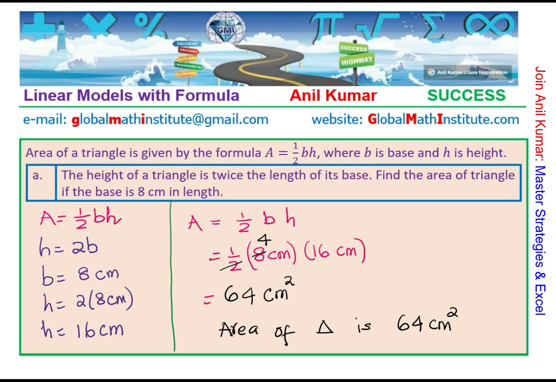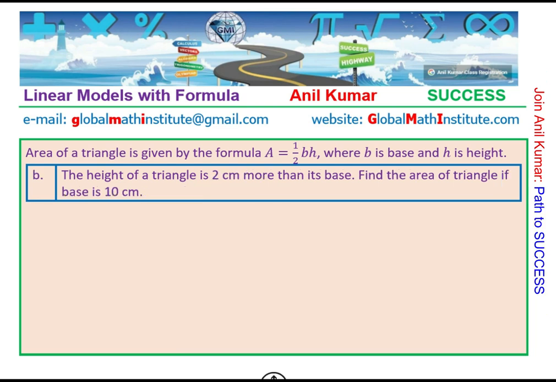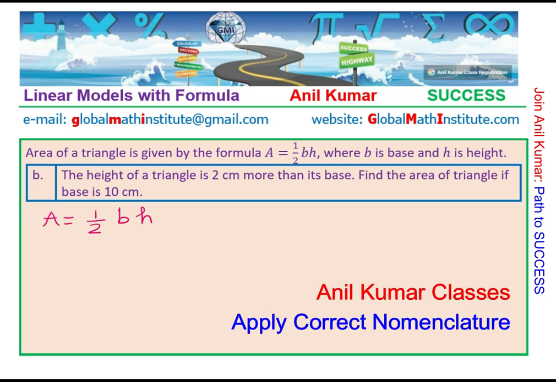Now let's look into the second part, which is: the height of a triangle is 2 centimeters more than the base. Once again, I'll write down the formula first. Area is given to us as half base times height. Now the statement says the height of a triangle is 2 centimeters more than its base, meaning height is equal to 2 centimeters more than base. So B will come first.